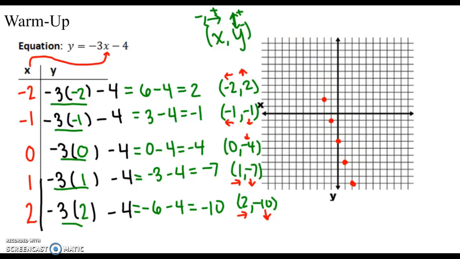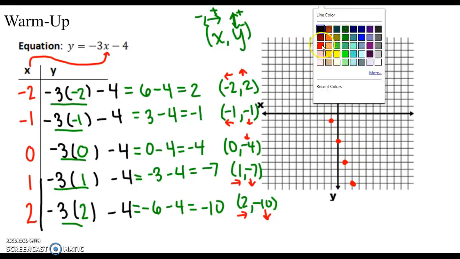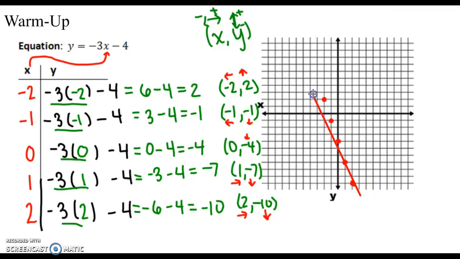So I can take a straight line, and my equation, or all my points, should go through that line. And I'm just going to adjust mine. There we go. And we're going to put arrows on it, because that equation can go through any points along that line.